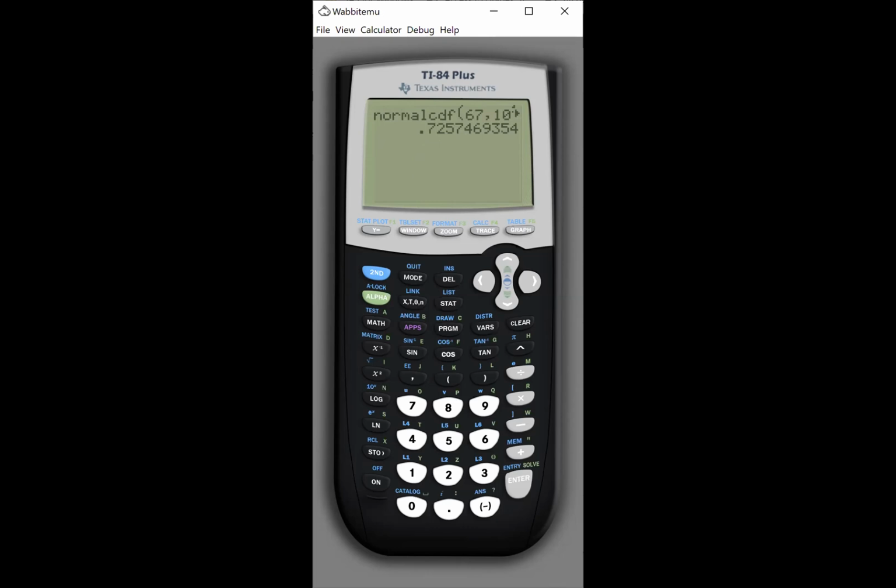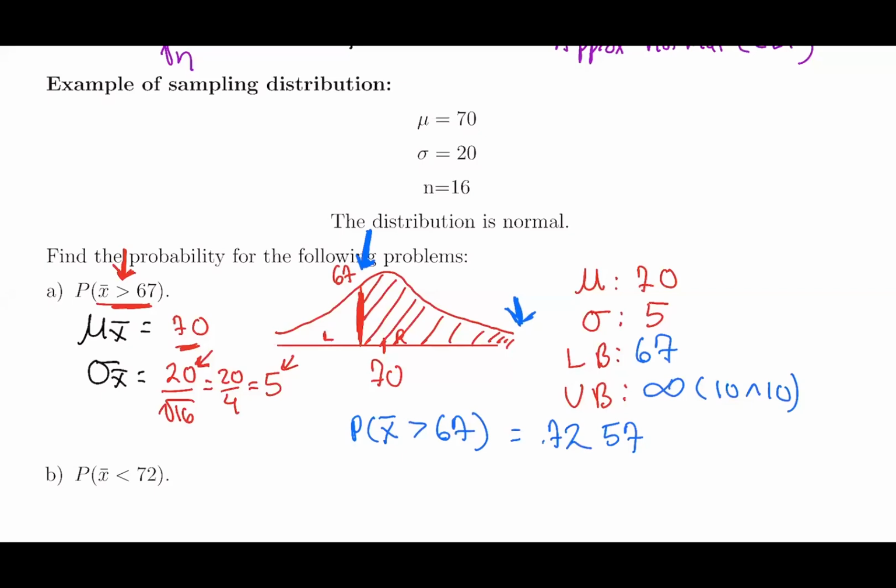All right, we're going to go back to my notes so we can work on part B. Would the decimal, like 0.7257, be our final answer? Yeah, if you look at the notes right now, this will be our final answer. Once you find the probability, you're done.